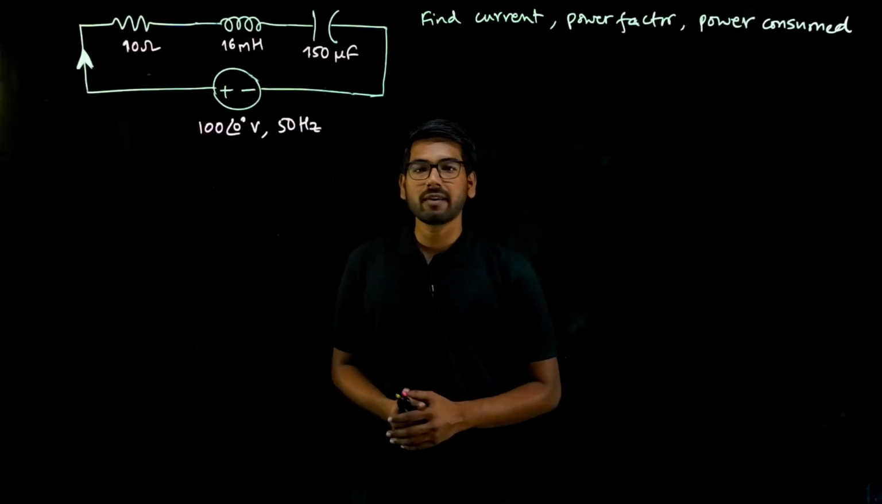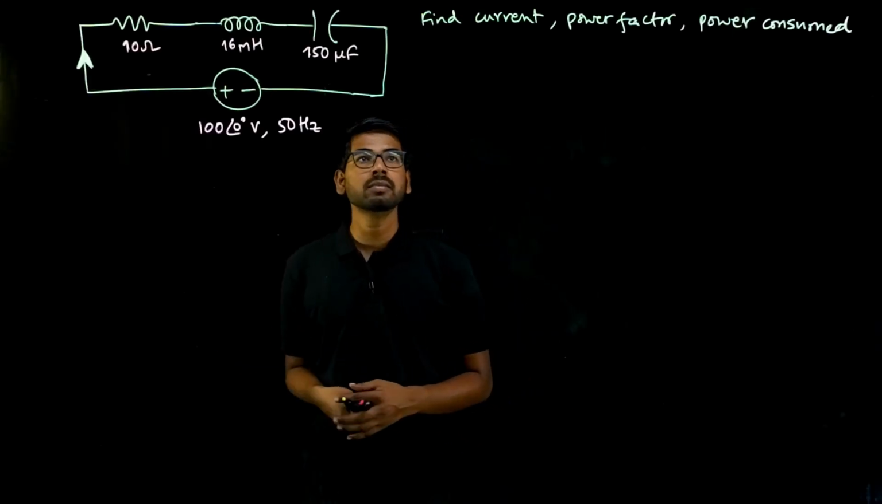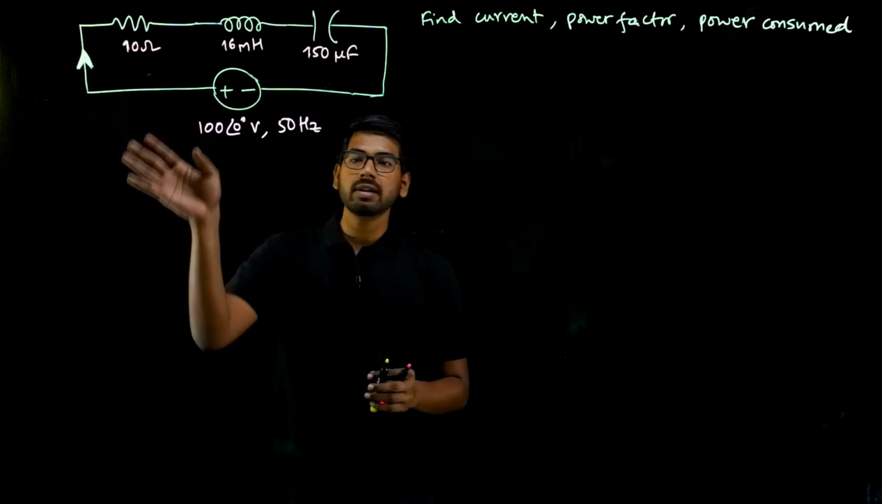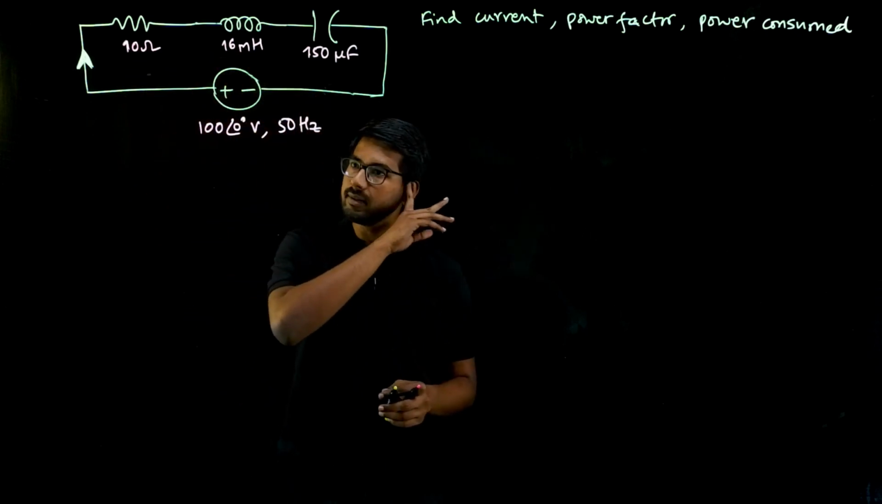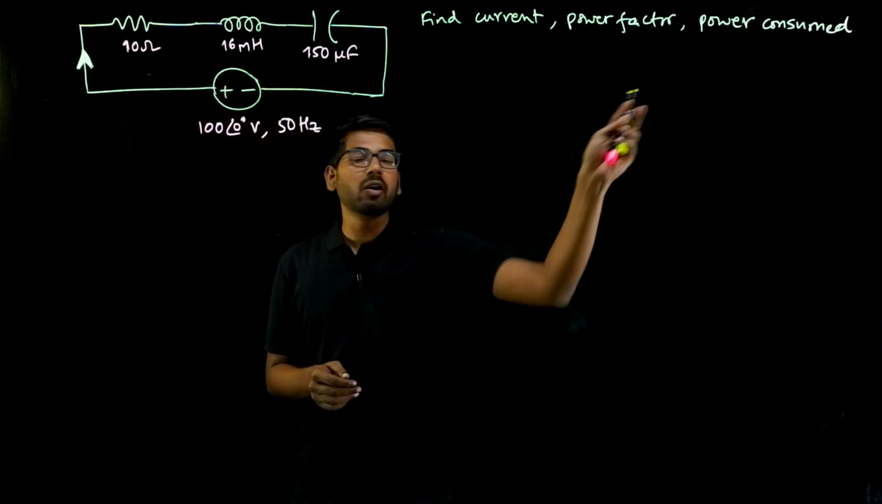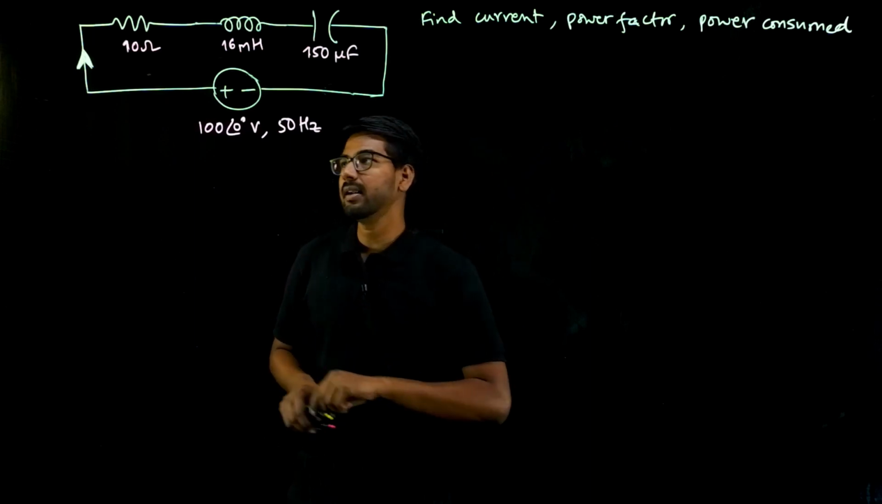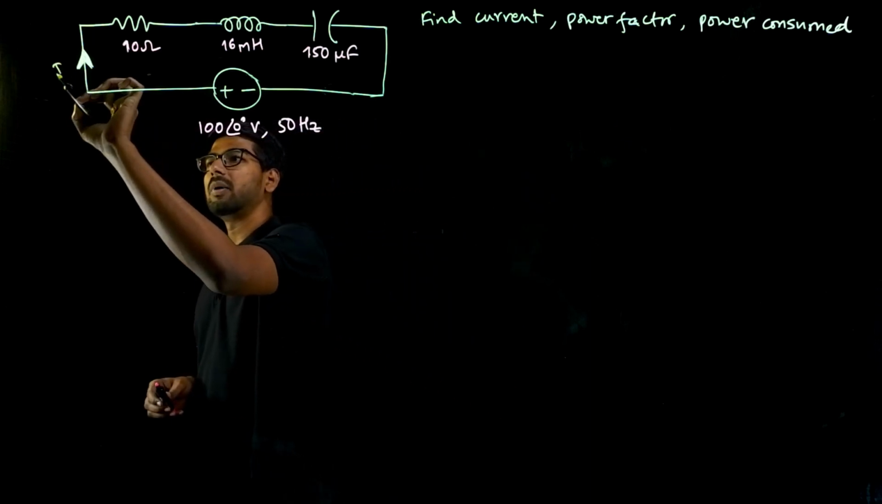Hey guys, we are back with another question from the September 2020 exam, and the question is: given an RLC circuit in series, find the current, power factor and power consumed. Okay, so where is current? Current is here, I bar.